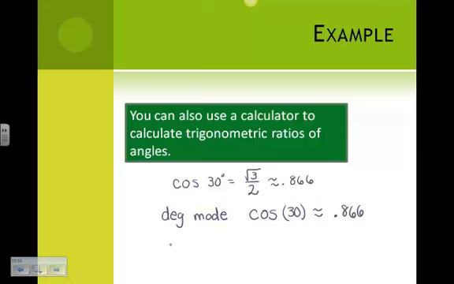What if I ask you to find the tangent of 52 degrees? So go to your calculator, type in tangent of 52, and see what you get. When I type in tangent of 52 degrees, I get approximately 1.27. Approximately 1.27.